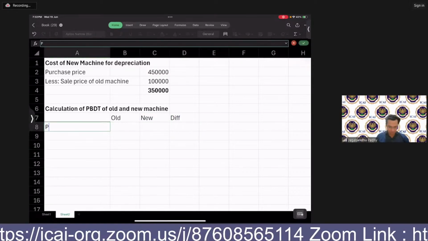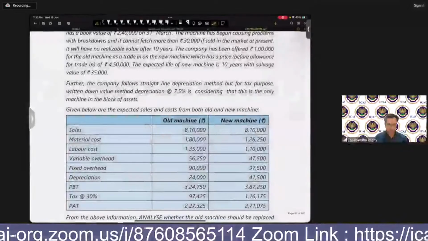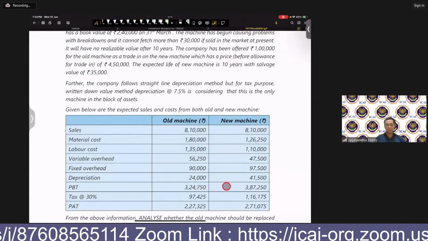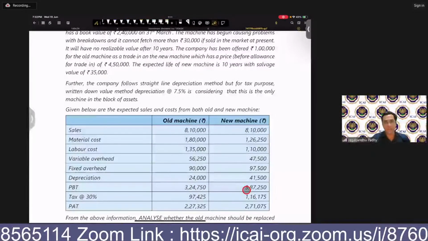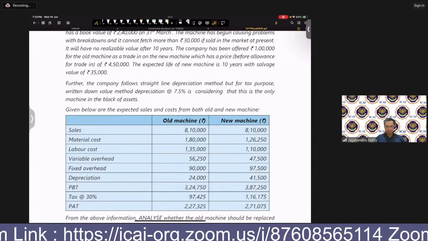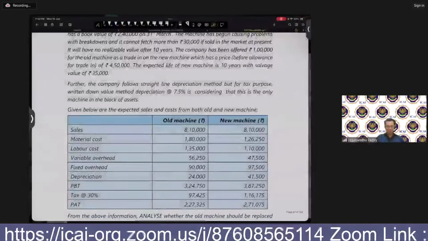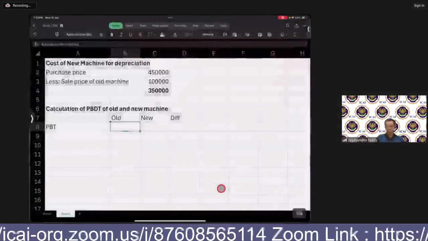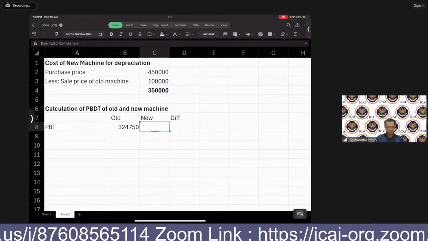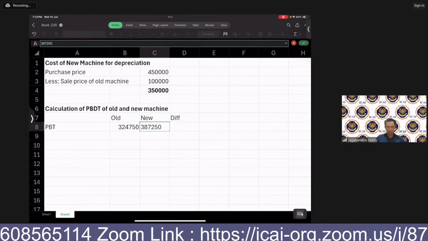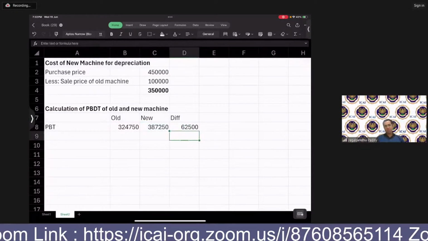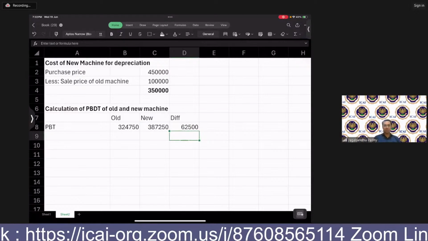So as per our books, profit before tax is 3,24,750, and the new machine is going to provide us a profit before tax of 3,87,250. Okay. So the old machine is having a PBT of 3,24,750. New is having a PBT of 3,87,250. So of course, from the difference point of view, we can say the new machine is going to provide me a before tax profit of 62,500.